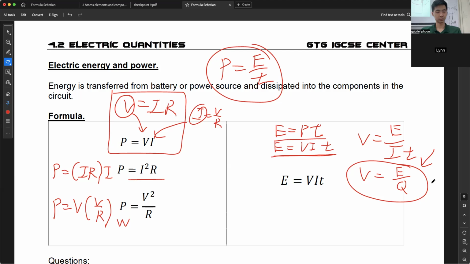There's a potential difference is voltage, right? Yes.